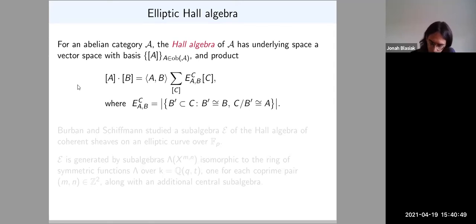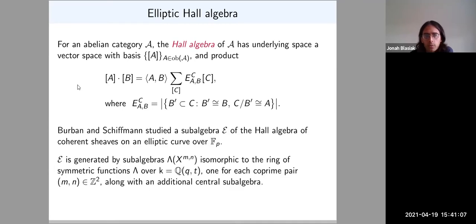But you can get some very interesting things by taking fancier abelian categories here. This idea, I think, was initiated by Ringel, who related it to quantized enveloping algebras. But Burban and Schiffmann studied the Hall algebra of coherent sheaves on an elliptic curve over a finite field. And they went further by looking at a certain subalgebra of this Hall algebra. I don't know exactly why this was the right thing to do, but somehow taking this subalgebra seems to give a very nice theory. They were able to give an explicit description of this algebra E, which we'll call the elliptic Hall algebra, in terms of generators and relations. They also described a PBW-type basis for it.